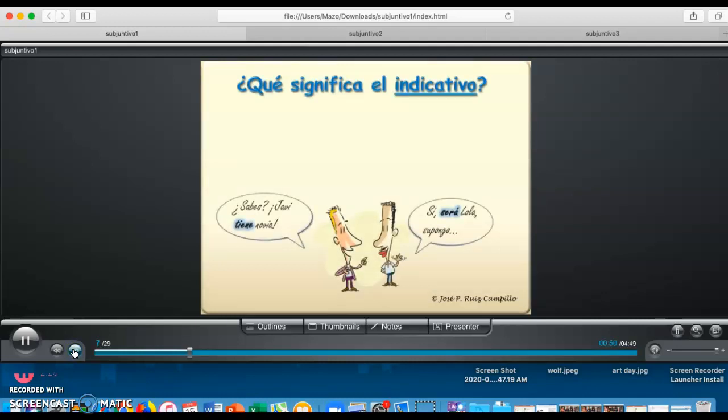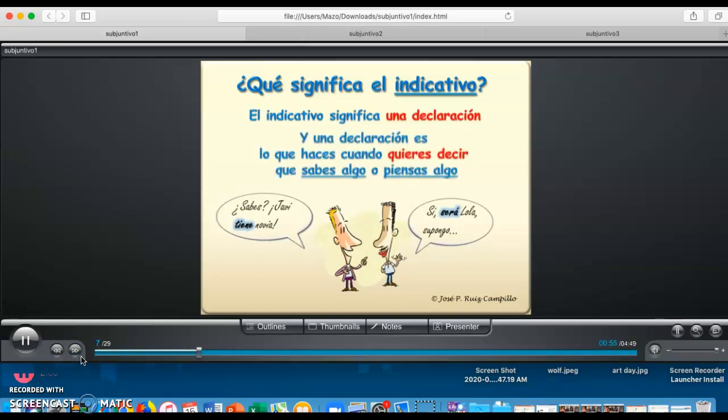¿Qué significa el indicativo? Why do we use indicative? Why have you been using indicative all this time? You've been using the present indicative, the future indicative, conditional indicative, present perfect, imperfect, pretérito. Why were we doing that? Why were we using the indicative?